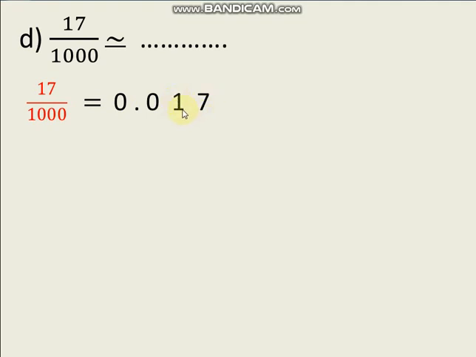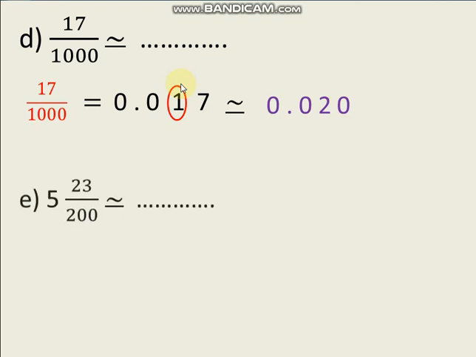Approximate to the nearest hundredth. Put a circle around the hundredth. It's 1. Look at the right. 7. 7 is greater than 5. So we will replace 7 with 0 and add 1 to the hundredth. The result will be 0.020.